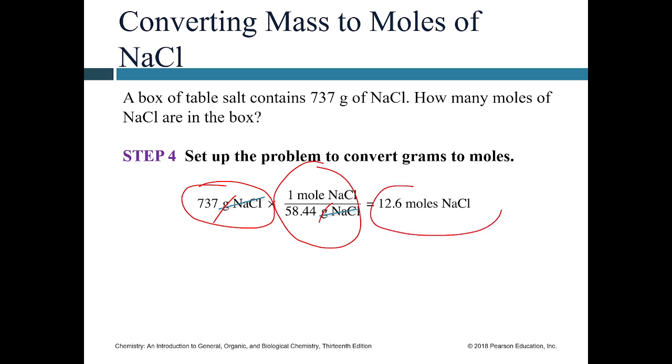Okay, so that gives us 12.6 moles of NaCl. You'll notice again that this is not actually something new. The only new thing I added to your understanding was the concept that those numbers on the periodic table are in grams per mole. It's actually the only thing I added to it. Everything else was just stuff we've done.